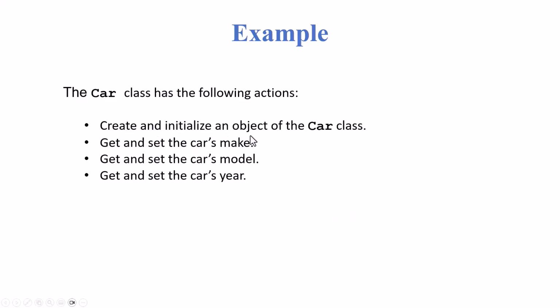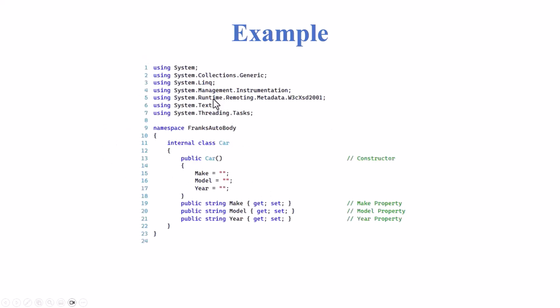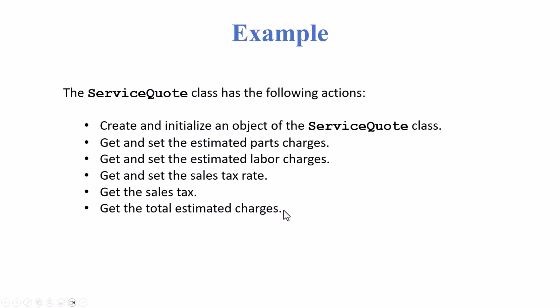The car class is the following action. We're going to create and initialize an object of the car class. We're going to get and set the car's make, its model, and its car year. How do we do that? Again, we create a class. The constructor for cars is make, model, and year, as being the pieces that are going to be in there. We'll have gets and sets for all those things, which we can use in the program.